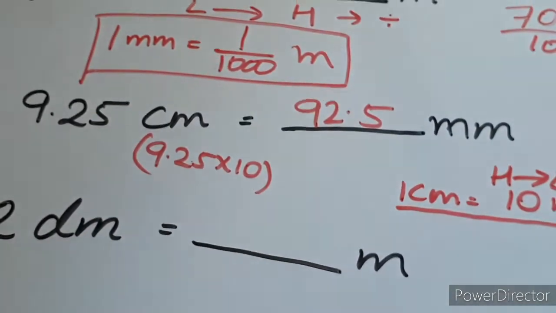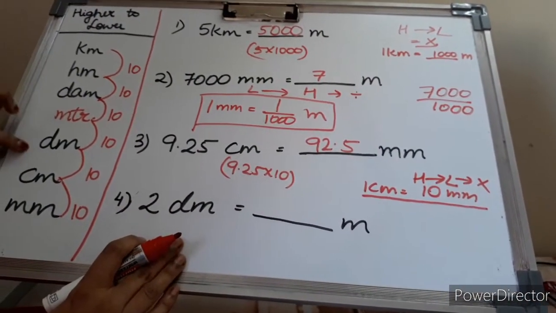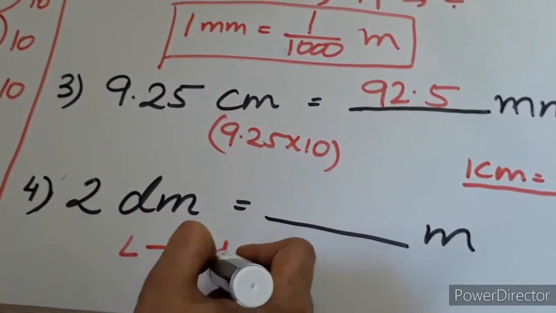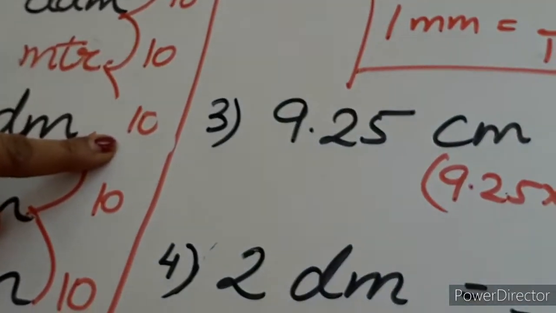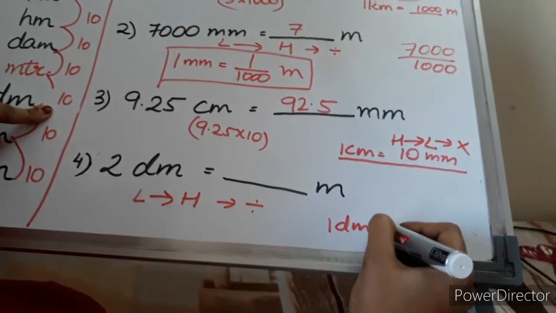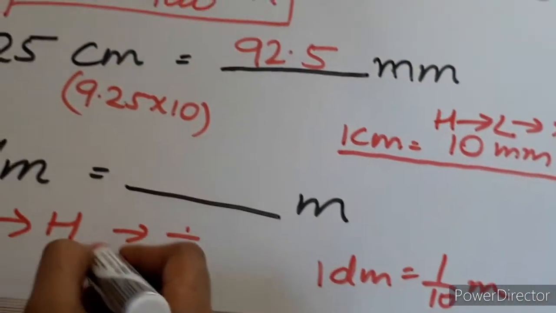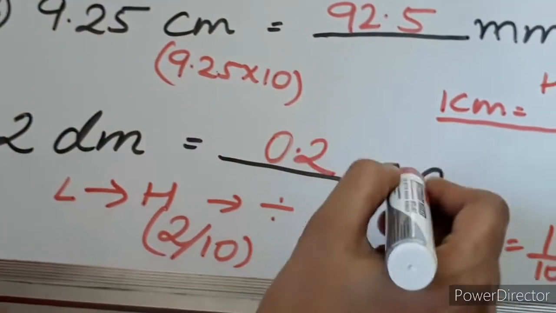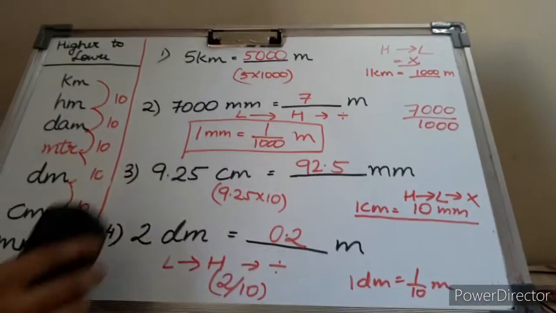92.5 millimeter. Okay. Next is decimeter to meter. Only one step. This is again lower unit. When it goes to higher unit, we have to divide by how much? Value of this, 10. Okay. So what will we write? 1 decimeter is equal to 1 by 10 meter. So 2 divided by 10 will be how much? 0.2 meter. Very easy. We will solve the next type of question now.